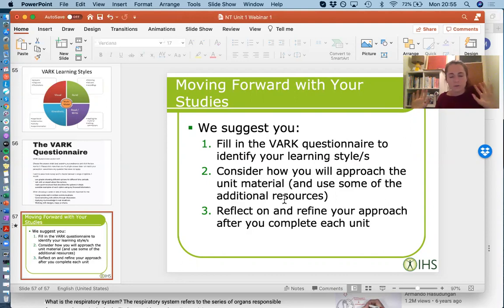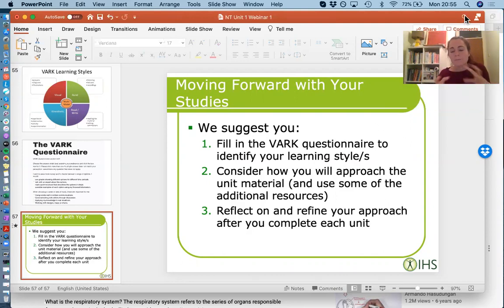Some of you might already know how you learn best. But if you're new or coming back to study and you haven't done it in a while, it is good to consider that, so that you can use your time as efficiently as possible and engage in the style of learning that you enjoy the most. So you're enjoying completing the material and working through it.